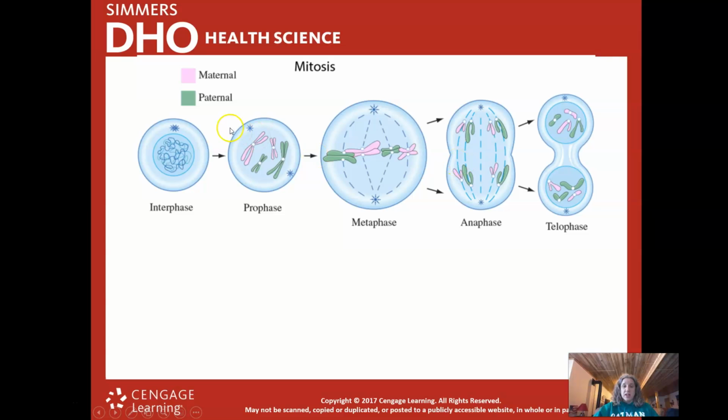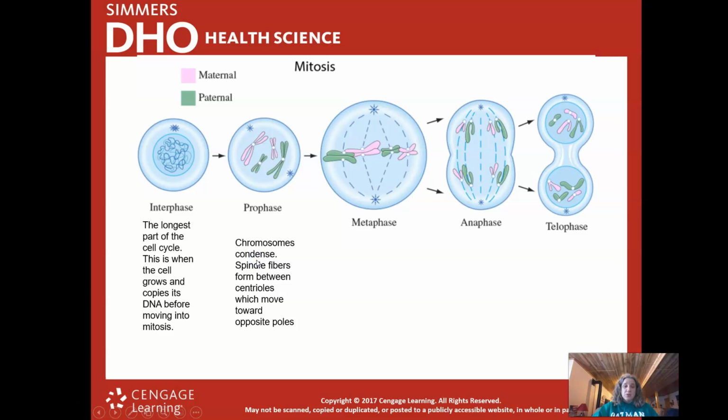So this is what it looks like. We first have the interphase, which is the longest part of the cell cycle. This is when the cell grows and copies its DNA before moving into mitosis. Prophase is when the chromosomes condense, and spindle fibers form between the centrioles, which move toward the opposite poles. Metaphase is when the microtubule spindle apparatus attaches to the chromosomes. The chromosomes align along the spindle equator. So as you can see, all the chromosomes are in the middle here.